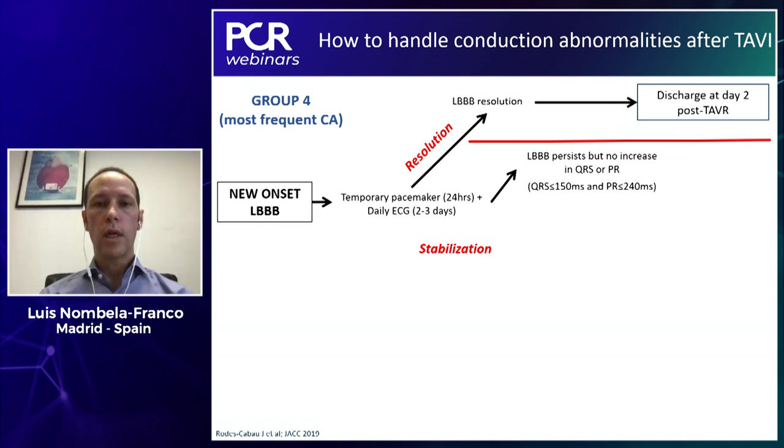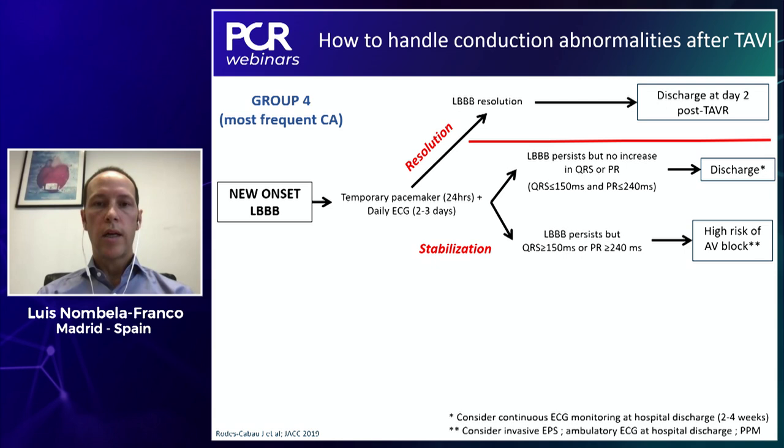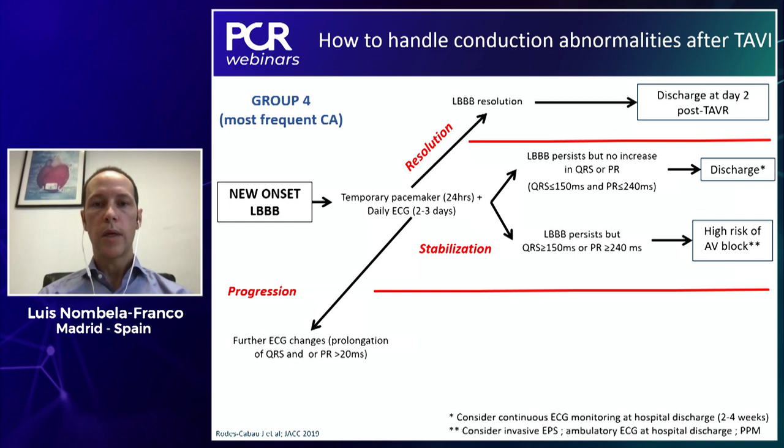And what if they stabilize but the patient still has the left bundle branch block, but the QRS is not so wide, or the PR interval is less than 240? You can discharge the patient, but probably consider a continuous ECG during the following weeks. If the QRS is more than 150, then again, these are high-risk patients for AV block.